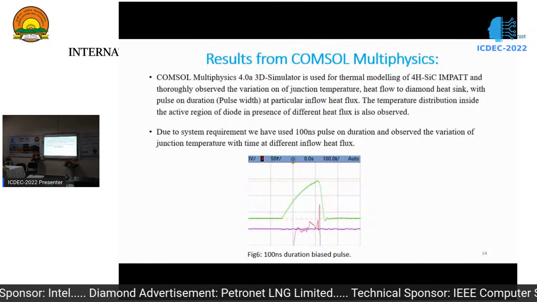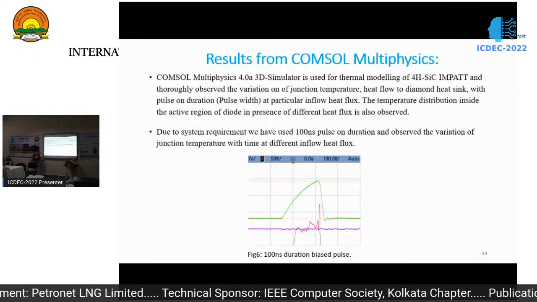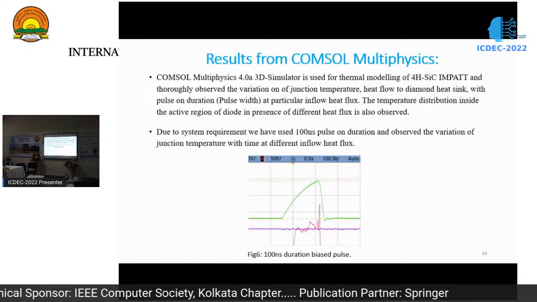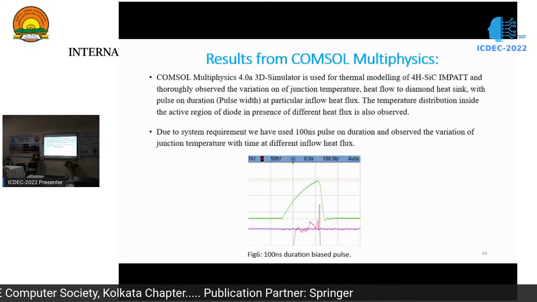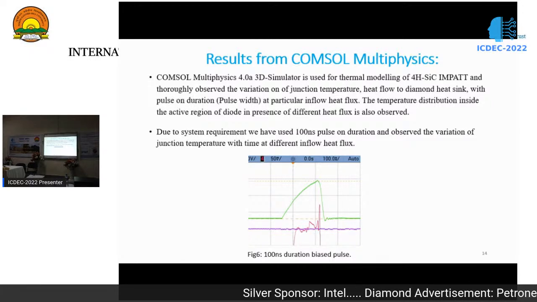So this is the bias current we are giving to the device. It is actually a triangular shape. So here it is 100 nanosecond pulse duration. This is obtained from the circuit as well as simulation. The green one is the one obtained from the circuit.